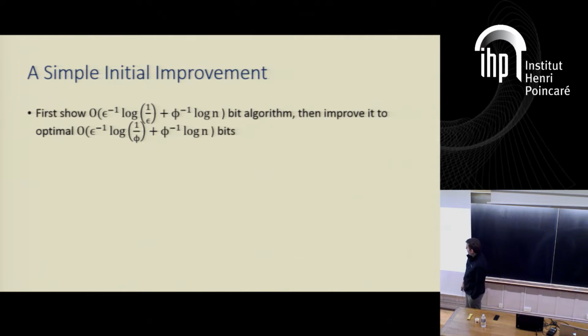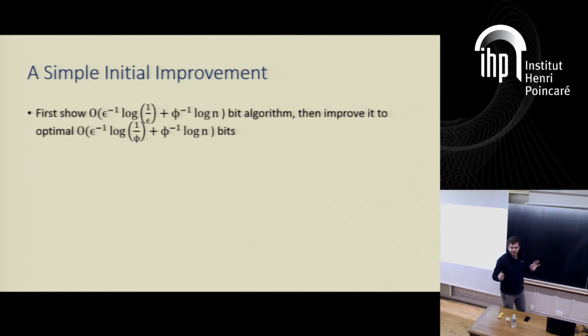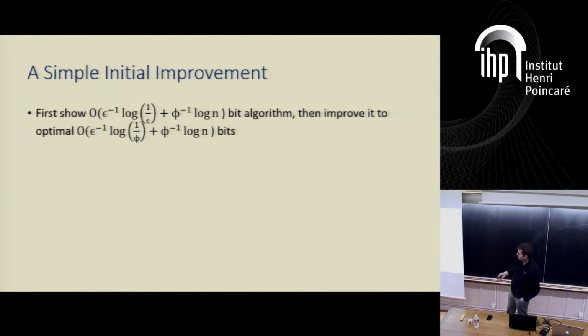To show this new algorithm, I'm first going to start with a much simpler algorithm, which almost achieves that space complexity. I'm going to start off with an algorithm which has 1 over phi log n, just to specify the heavy hitters, and the other term is going to be 1 over epsilon log 1 over epsilon. Now, I mentioned the optimal thing was 1 over epsilon log 1 over phi, so it's slightly off. But if you think of this example where epsilon is 1 over log n and phi is a constant, this would just be log n log n as opposed to log n. So it's close to optimal already, and it's actually quite simple.